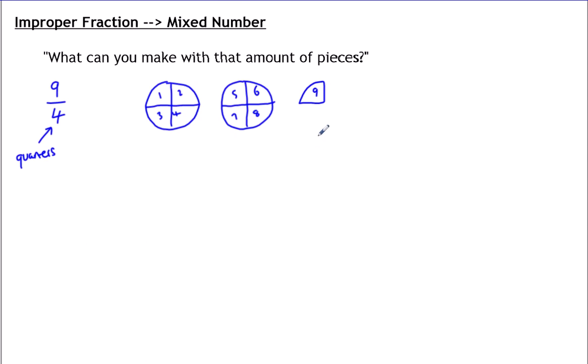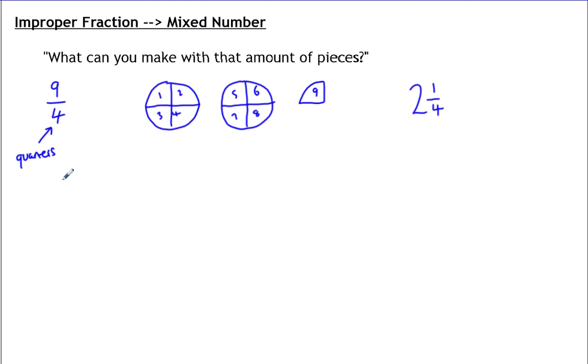So in terms of a mixed number, what have we made? Well, we've made 2 whole pizzas, and we've got a quarter left. So 9/4 is the same as 2 and 1/4, because 8 of the quarters can make 2 wholes.